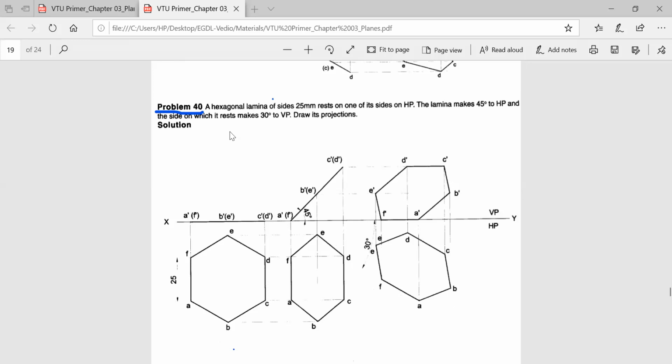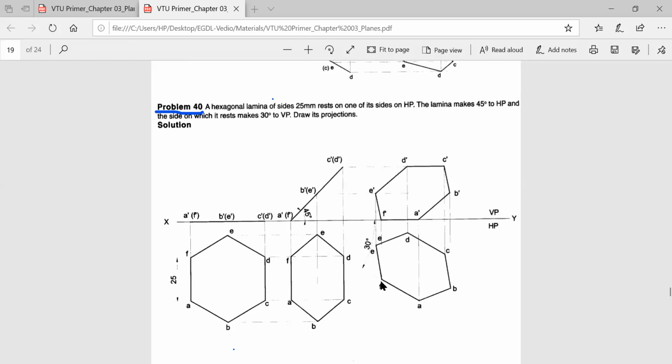Now it is directly given the side on which it rests. So this is the side on which it is resting. The same side is now making an angle of 30 degrees to VP. So we have to take 30 degrees to VP, leave some space and draw a line 30 degrees to VP. After that you have to replicate the same side which was resting on HP onto the 30 degree line.